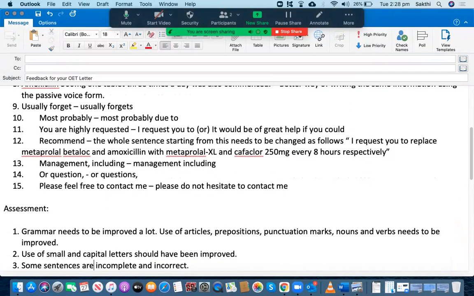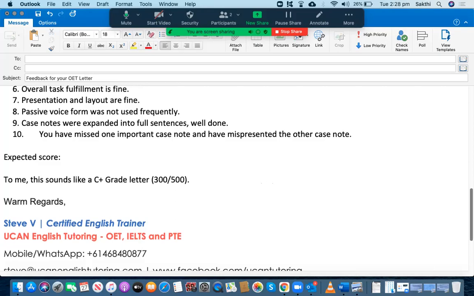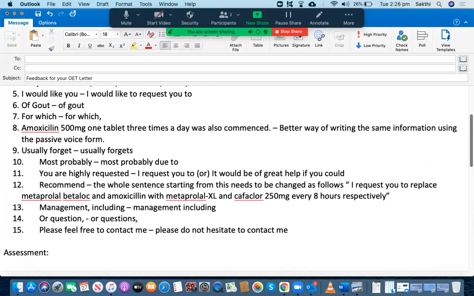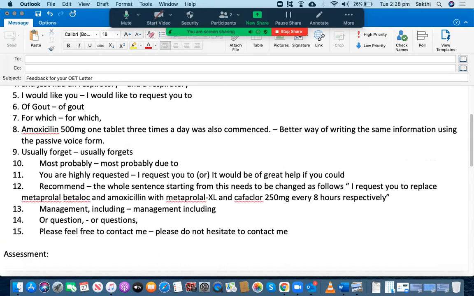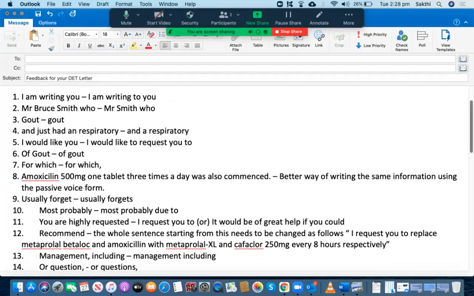Some of the mistakes are the major ones, and I believe that this letter may get you a C plus grade. You can get maybe 300 out of 500. Please focus on these mistakes and you should be able to pass your writing section. Next time you should be able to improve to 350 whenever you go through these mistakes and try to rectify them once again. If you can rectify them, I think that should be all right.